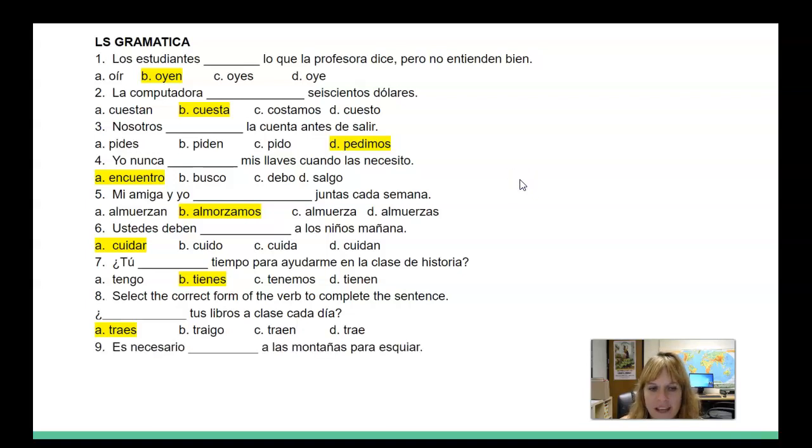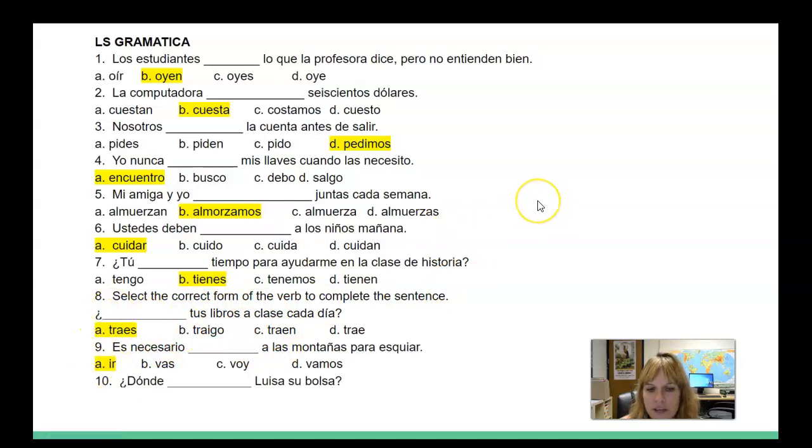Número 9: Es necesario ir a las montañas para esquiar. It is necessary to go to the mountains to ski. So again, es necesario, this is already conjugated, so you can't say es necesario vamos a las montañas. It's necessary we go to the mountains. Es necesario ir. It's necessary to go to the mountains to ski.